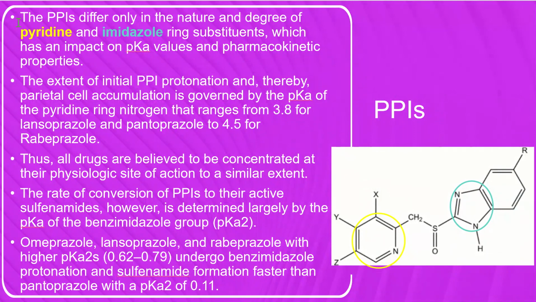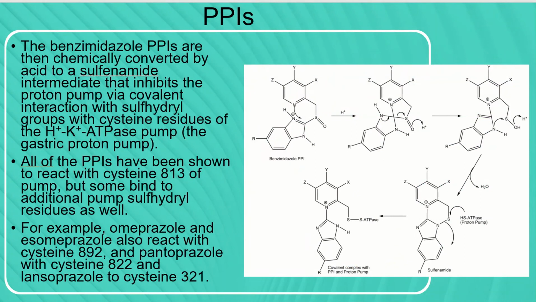All right. So as I mentioned, the PPIs differ only in the nature and degree of pyridine, so pyridine is circled in yellow, and imidazole, appropriately circled, ring substituents, as we see R and XYZ, which has an impact on the pKa values and therefore the pharmacokinetic properties. So the extent of initial PPI protonation, right? So if we go here, we see that the PPI is indeed protonated in this step.